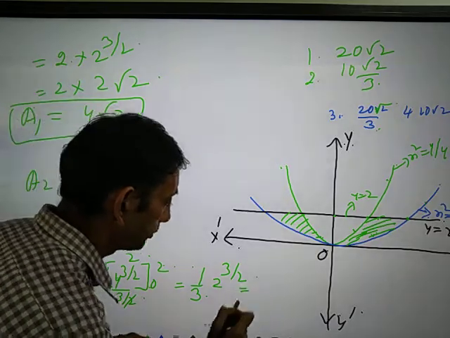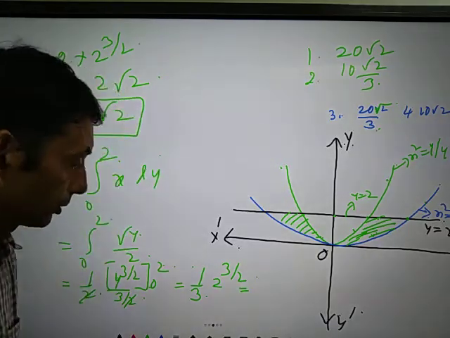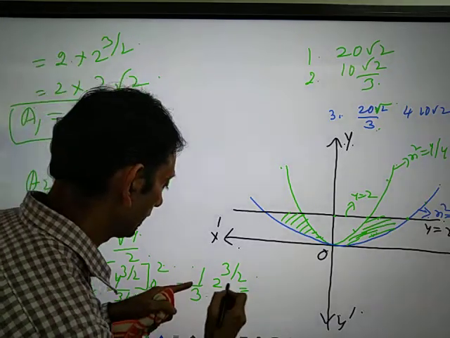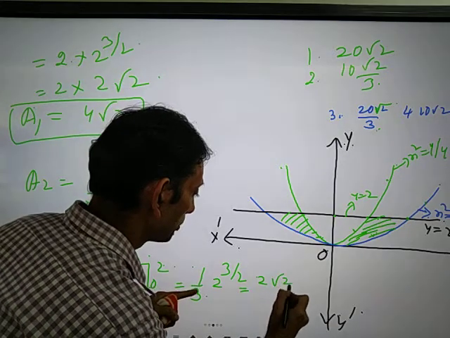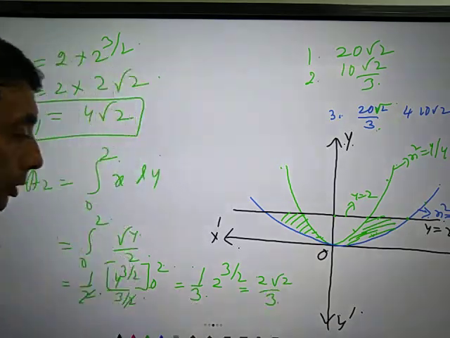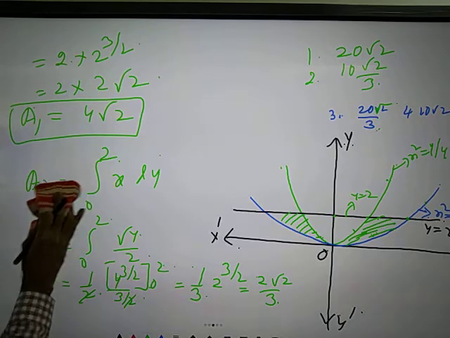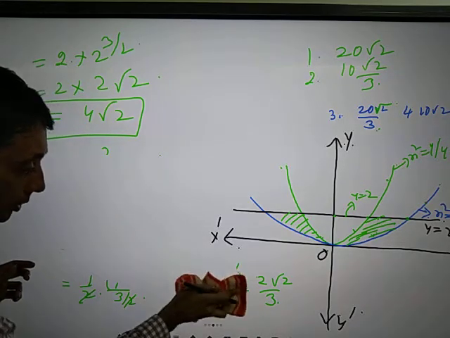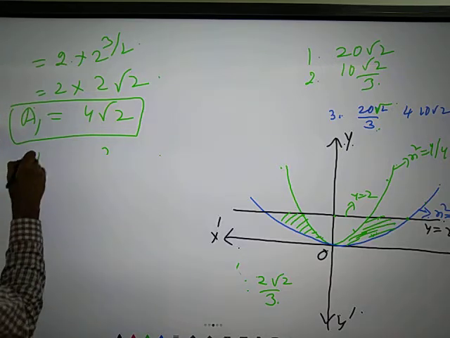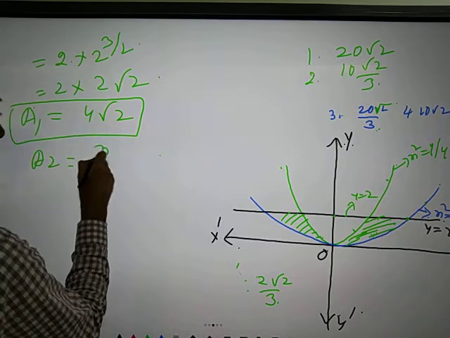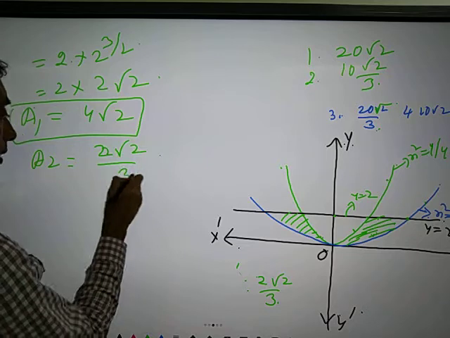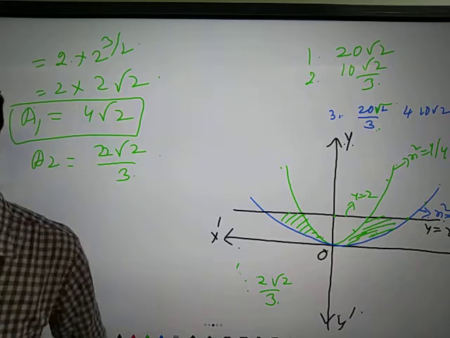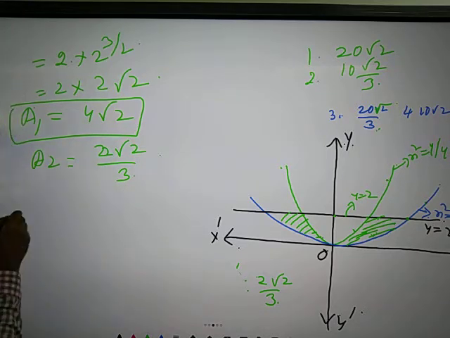And if we simplify a little bit, 2 to the power 3 by 2, so you can just write this way. So this will be 2 root 2 by 3. So now this is the value of A2. That is A2. You can just write here 2 root 2 by 3. So now finally you can just write the answer quickly.